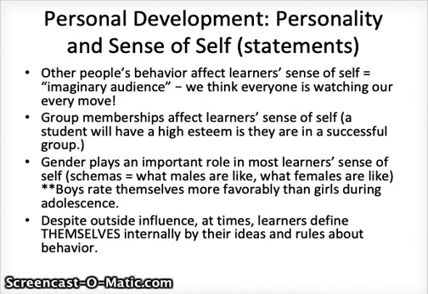Okay. The next one talks about other statements related to personal development, is that sometimes people and how they behave will affect how a learner has this sense of self. They think that everyone is watching their every move. They call this the imaginary audience concept. It's really not true, yet when adolescents behave in this way, it's just like they think everyone is kind of watching everything, and that's really not what is going on, okay?